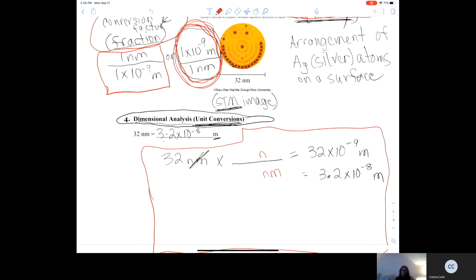And now that I've got my units where they need to be, which unit needs to be in the bottom? Nanometers, because I'm getting rid of the nanometers. I'm converting from the nanometers. The unit that I want to put in the numerator is the one that I'm converting to, the unit that I want, which is meters.